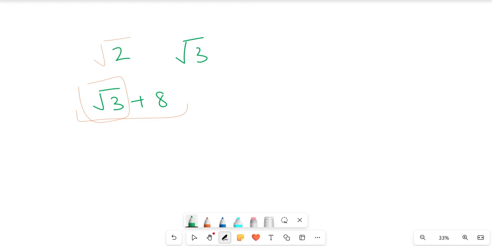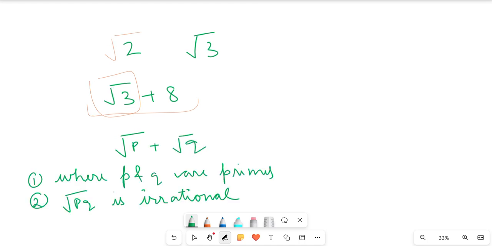Also, here sometimes they ask in the variable form, like root p plus root q is irrational. Now proving root p plus root q is irrational can be asked in two forms. One is where it is given that p and q are prime, and one is where it is given that root pq is irrational. So you have to decide accordingly.